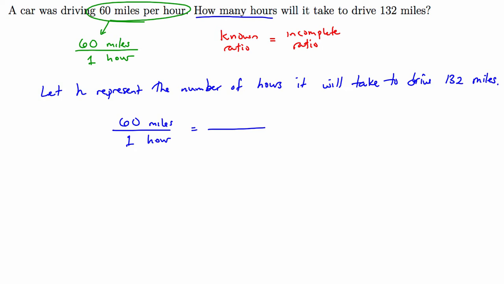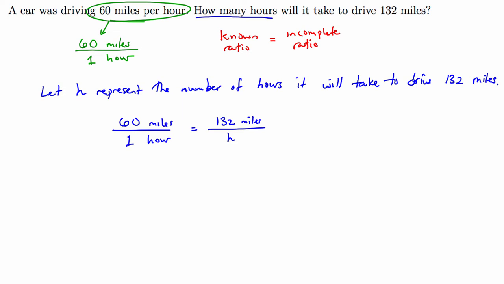In the incomplete ratio, we need to use the other information that was given. I know we need to drive 132 miles, I don't know how many hours. But keeping the miles on the top of both ratios, I will have to put 132 miles on the top of the incomplete ratio. Since I don't know the number of hours, but that's what our h represents, we'll put h down into the denominator. And so that's the proportion. In other words, that is the equation we need to solve. 60 miles compared to 1 hour is equal to 132 miles compared to how many hours?